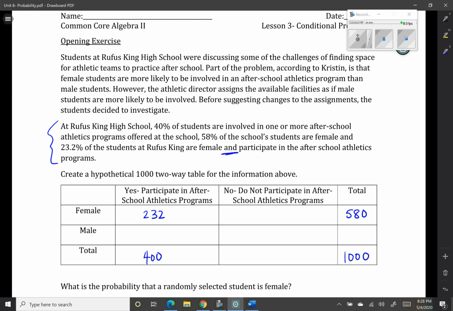With just that information, we should be able to fill in the rest of the table. So if I do 580 minus 232, that's going to give me 348 in this box. 1,000 minus 400 gives me 600 in this box. If I do 400 minus 232, that's going to give me 168 here, and 600 minus 348, that's going to give me 252 here. If I do 252 plus 168, I wind up getting 420 here. Everything works out with our addition, so we are good.